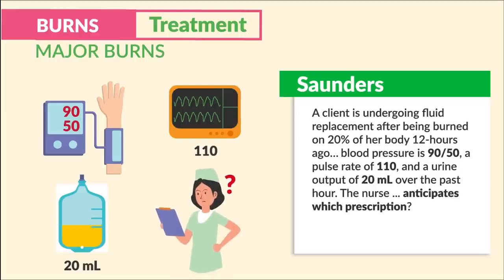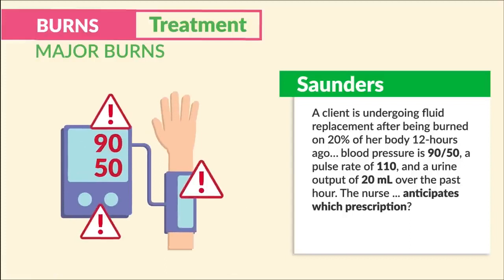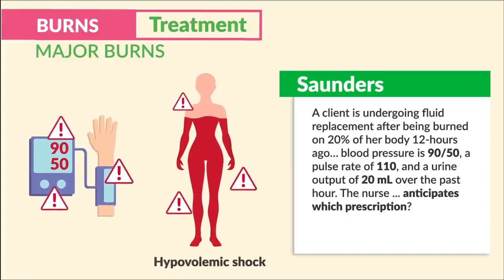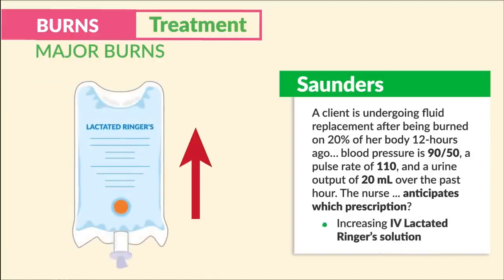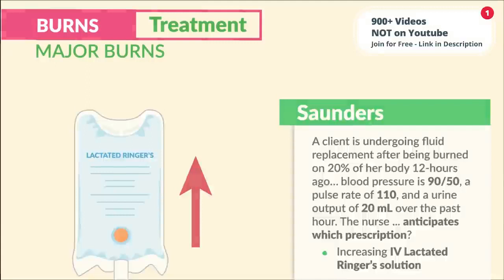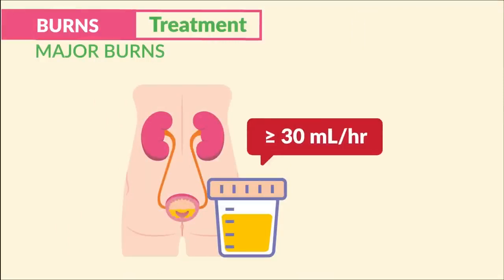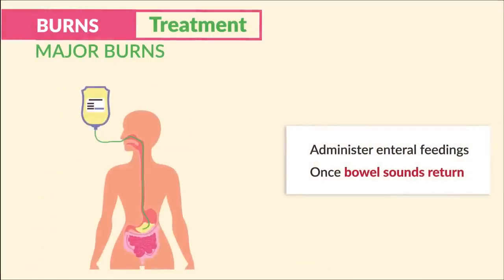Okay, so look at the key terms here. The BP is definitely not looking good. We're probably going to slip into hypovolemic shock for sure. So increasing the IV lactated ringer solution is the best option. Now, once the client shows adequate urine output and urinating or diuresing over 30 mLs per hour, then we can administer enteral feedings once bowel sounds return.